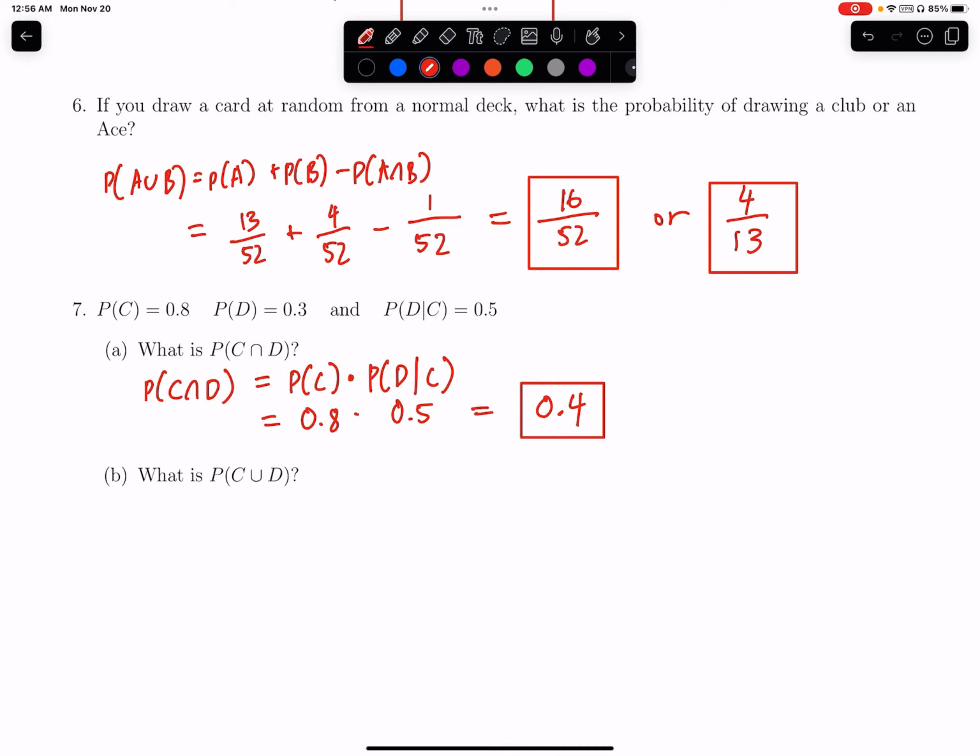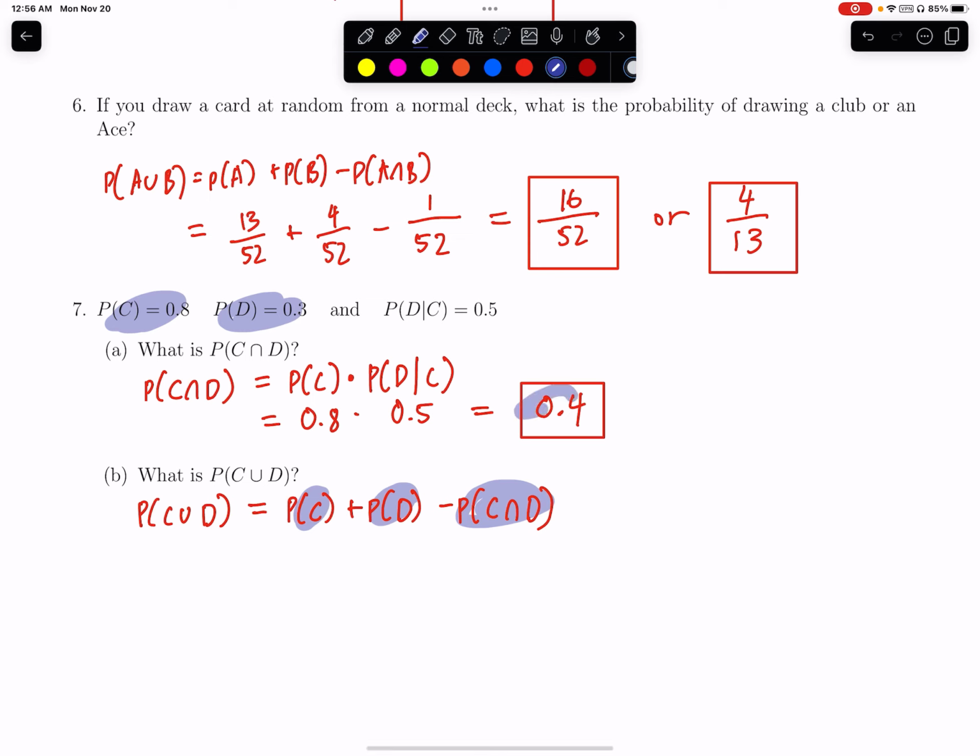Now, once you have part A, moving on to part B, pretty simple. We're again just going to use the formula here. The probability of something or something is the probability of the first thing plus the probability of the second thing, but minus the probability of their intersection. But look, I know those three things. Let's use a highlighter this time. Probability of C, that's right there. Probability of D, that's right there. And the probability of C and D, we just finished figuring that out, right? There it is. Okay, so I just have to fill in those numbers and work it out.